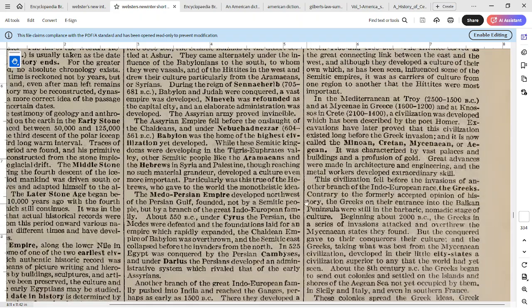This civilization fell before the invasion of another branch of the Indo-European race, the Greeks. Contrary to the formerly accepted opinion of history, the Greeks on their entrance into the Balkan Peninsula were still in the barbaric nomadic stage of culture. Beginning about 2000 BC, the Greeks, in a series of invasions, attacked and overthrew the Mycenaean states they found. But the conquered gave to their conquerors their culture, and the Greeks, taking what was best from the Mycenaean civilization, developed in their little city-states a civilization superior to any that the world had yet seen.